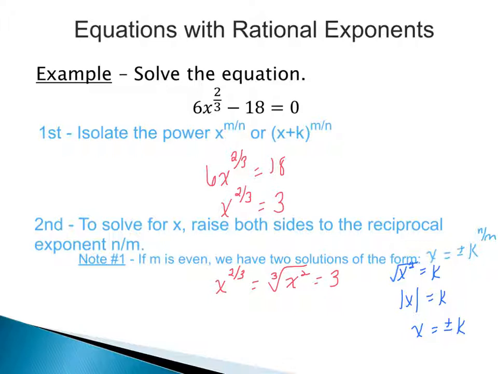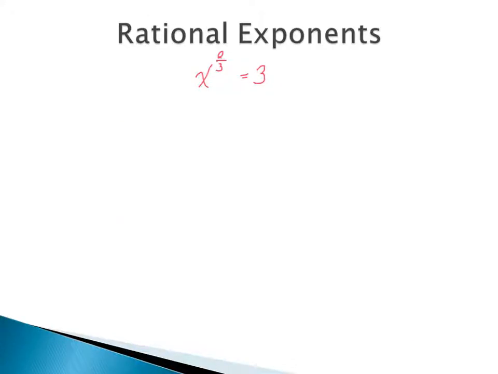The second note would be that if m is odd, we would just have one answer, so we would just have x equals the number, let's just say k, raised to the n over m. So it makes a difference whether m is even in the original rational exponent of our original equation. So with that in mind, let's apply the second step using that note. First, I'm going to be raising both sides to the reciprocal exponent. So that means I'm going to be raising both sides to the 3/2 power.